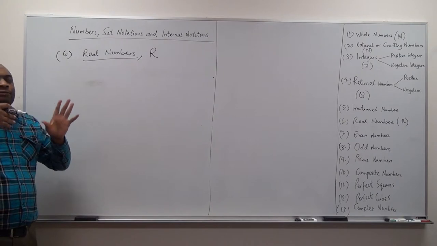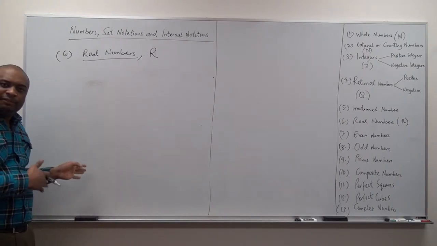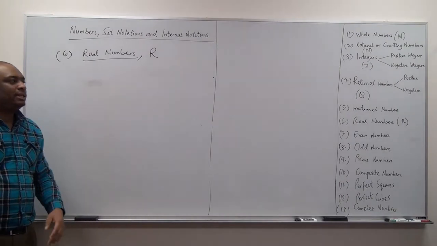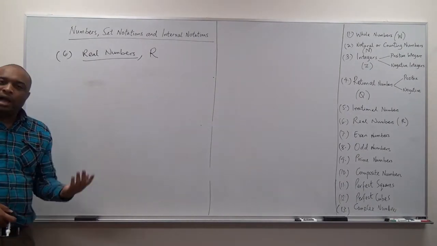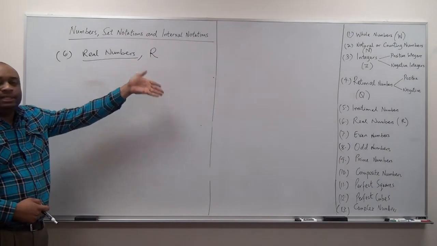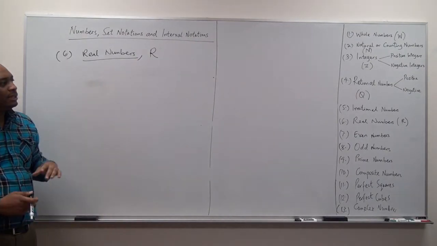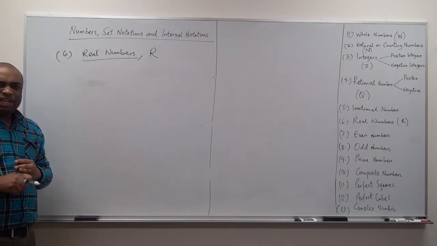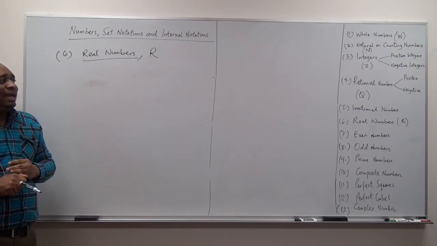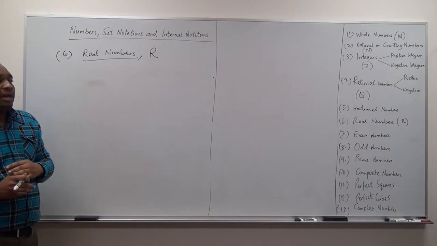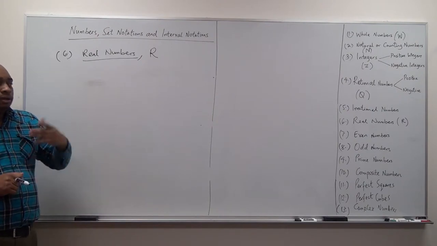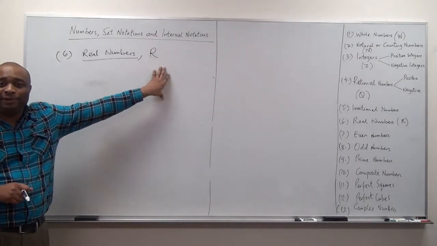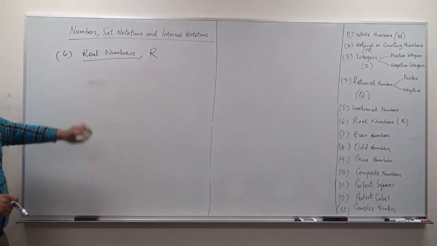Just like we have positive integers and negative integers, positive rational numbers and negative rational numbers, we also have positive real numbers and negative real numbers. Some student might ask, I did mention positive irrational and negative irrational. Yes, you do have positive irrational and negative irrational numbers as well. So just like we have those, we still have positive real numbers and negative real numbers.